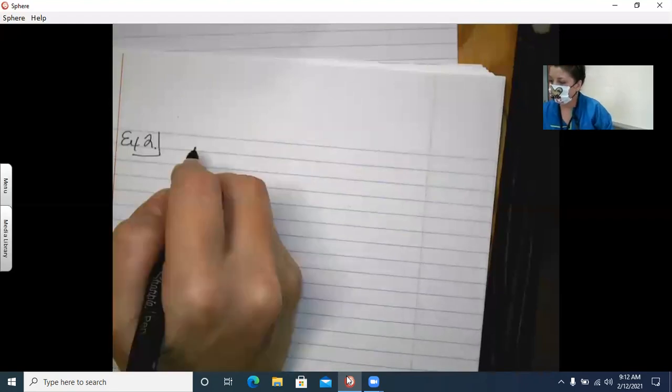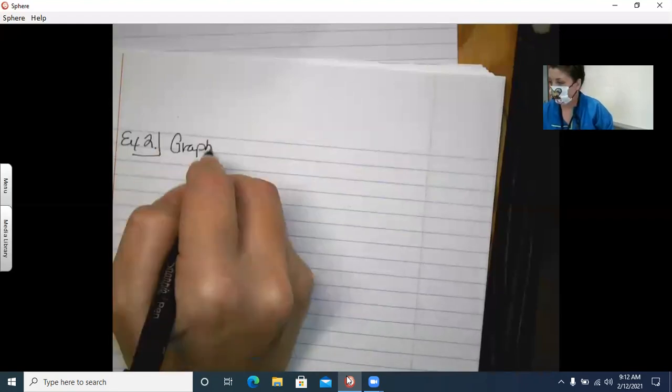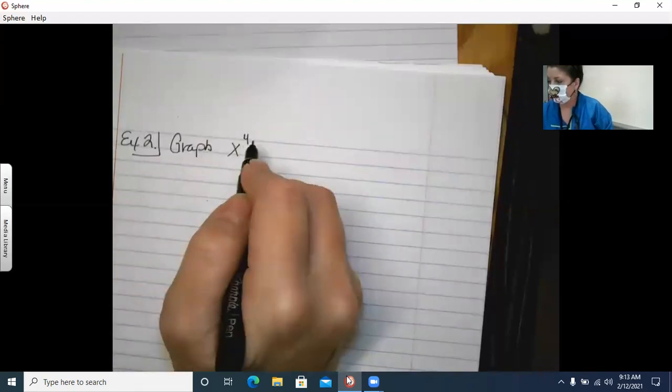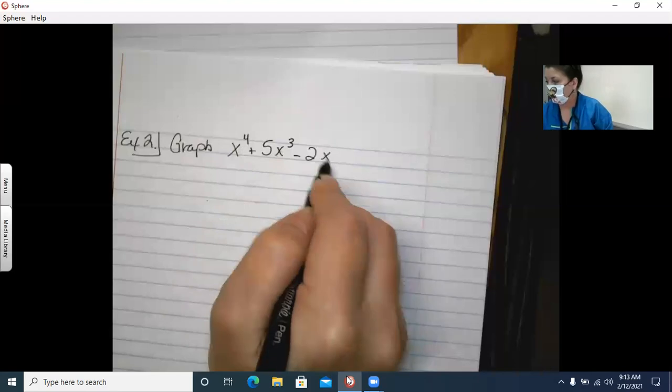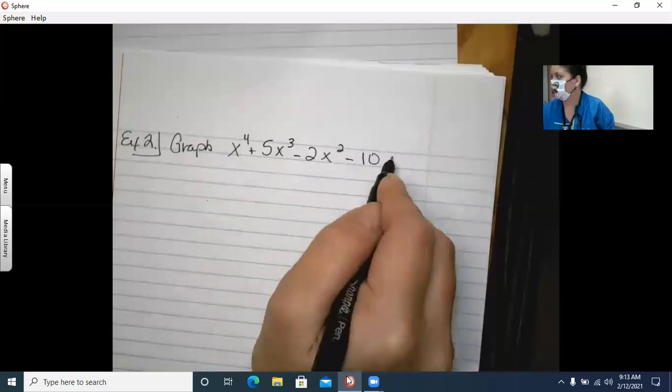So we're going to graph x to the 4th plus 5x cubed minus 2x squared minus 10x equals 0.